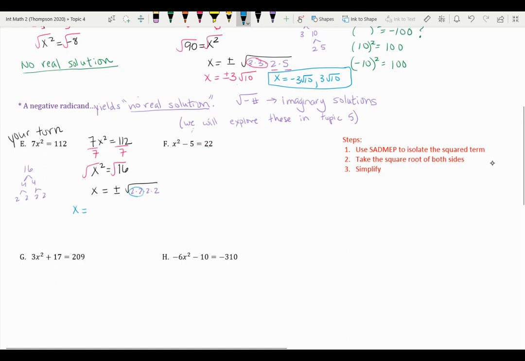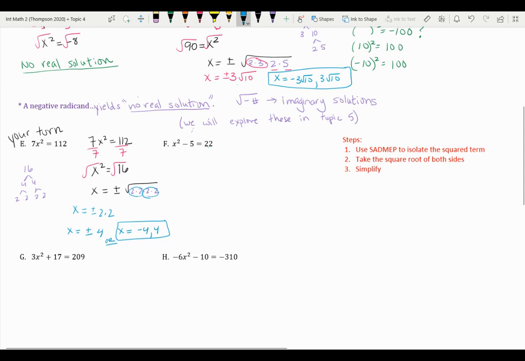Okay, pair of 2's, bring one out. Pair of 2's, bring one out. And x equal to plus or minus 4. Or x equal to -4 and +4. Either one. Okay? All right. Hopefully you're feeling good about that.